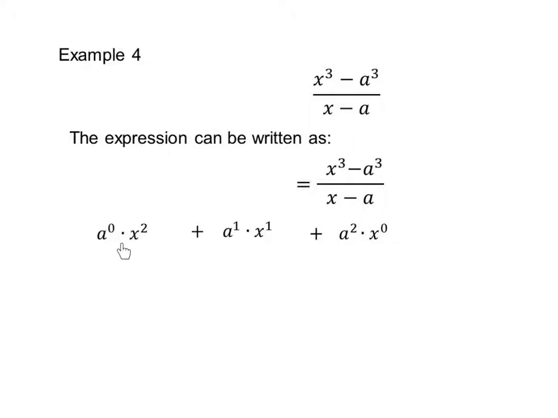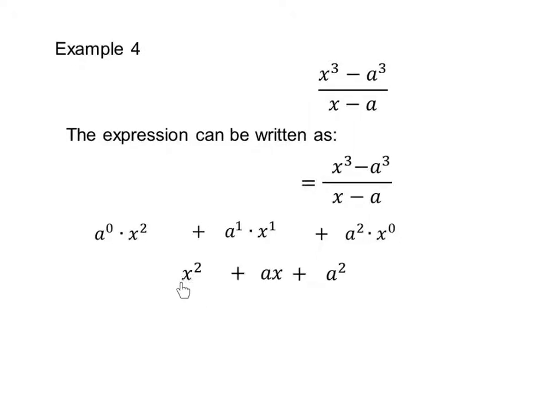Now the next job is to just do a to the power of 0, which is 1, times x squared, and then we get x squared down here. Then a to the power of 1, which is just a, times x to the power of 1, which is just ax, and then x to the power of 0 times a squared, which is just a squared. There you have it. You have 1 times x squared is x squared, a times x is ax, and x to the power of 0 times a squared is a squared. And that is pretty much what it is. Now we're going to go to another example in the next screen.